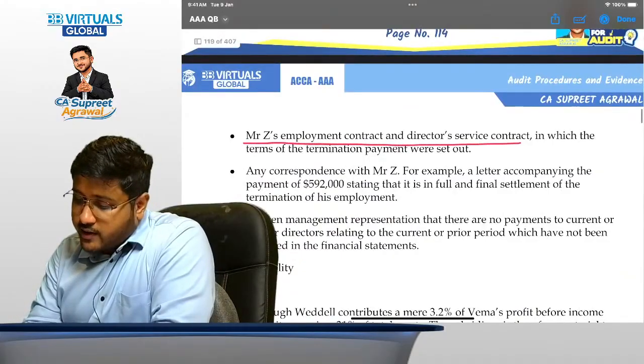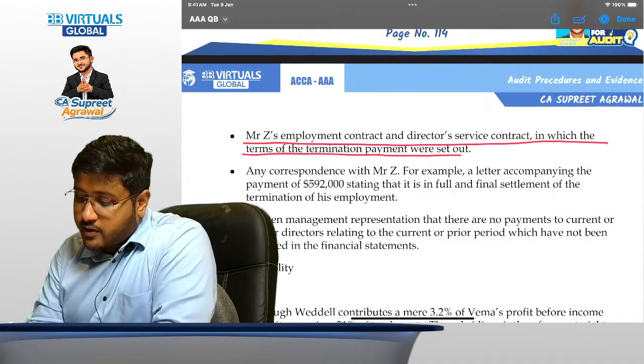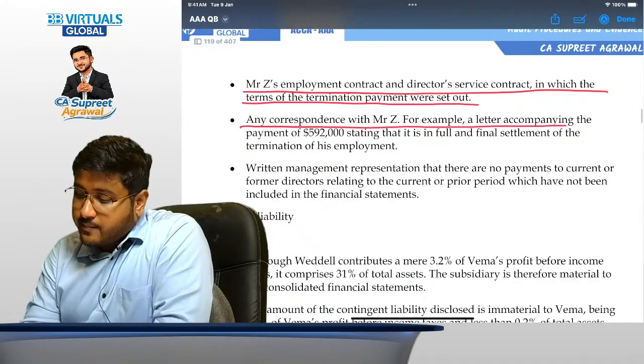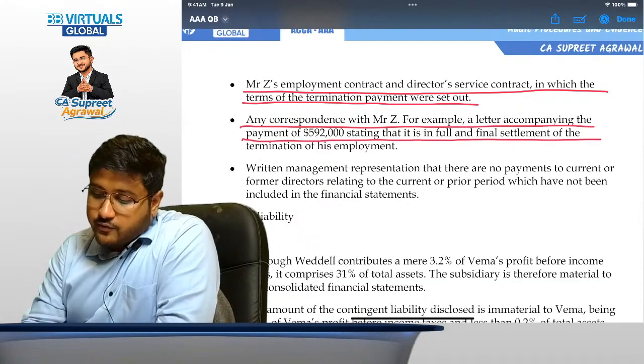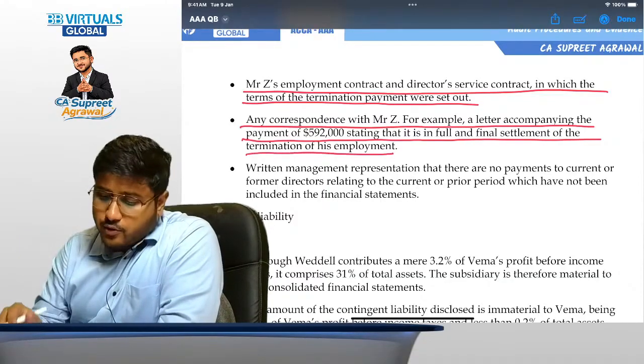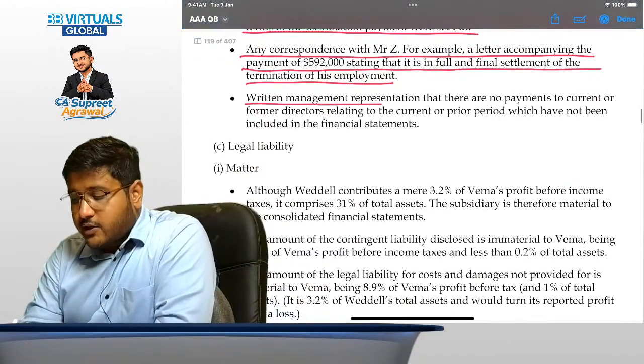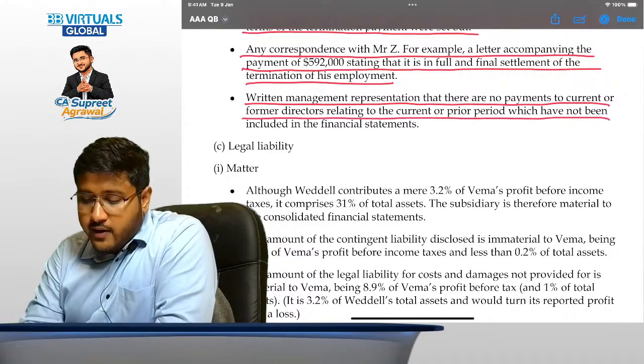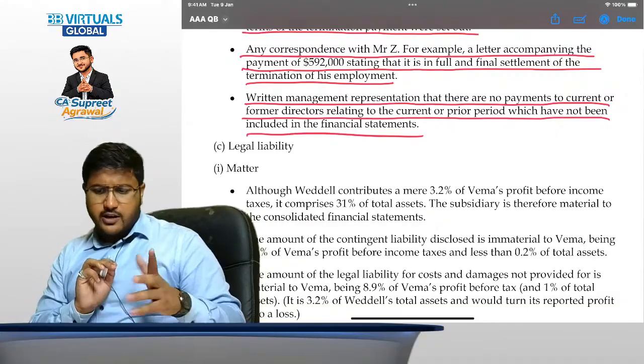Mr. Z's employment contract and director service contract, in which the terms of termination payment were set out, should be discussed. Any correspondence with Mr. Z, for example, a letter accompanying the payment of $592,000 stating it is in full and final settlement of the termination of his employment, should be checked. Written representation should be obtained that there are no payments to current or former directors relating to current or prior period which have not been included in the financial statements.